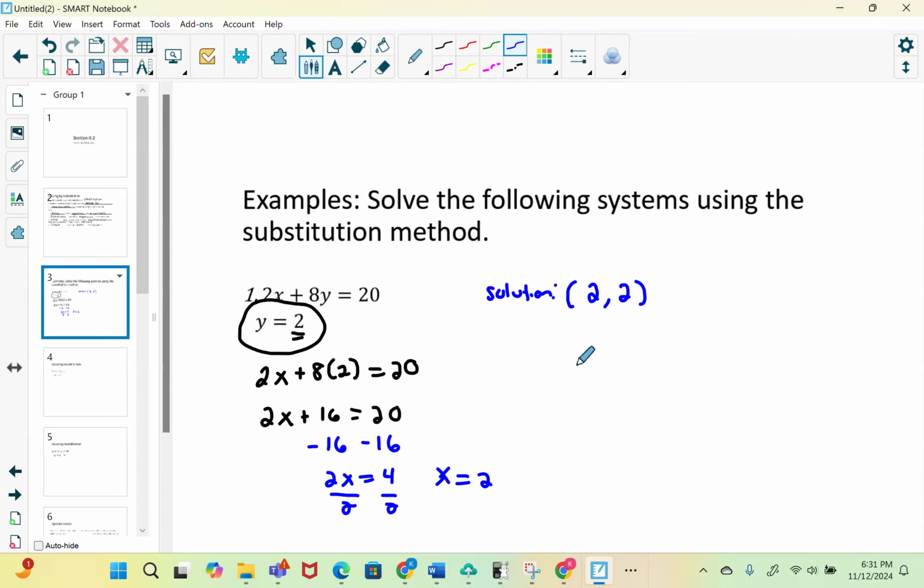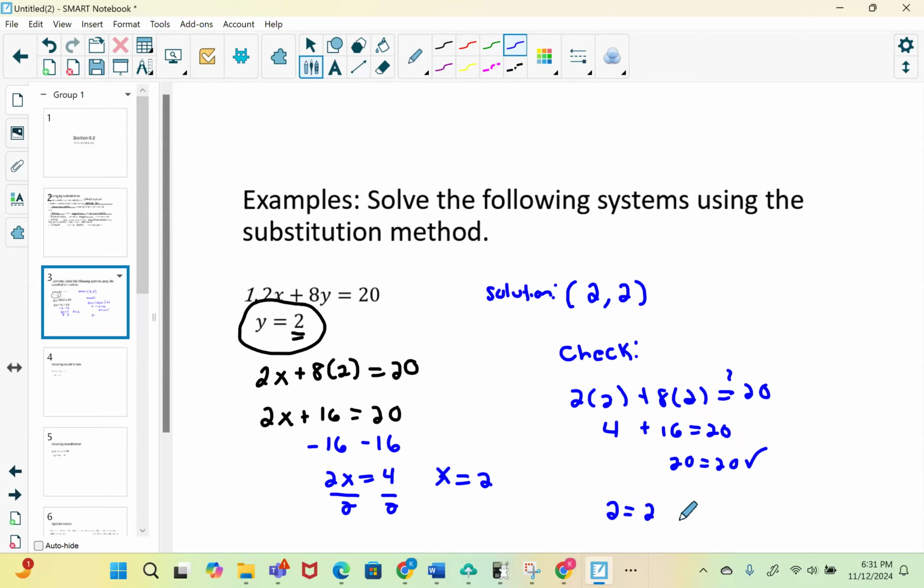Okay, and we can check it by substituting it back in. So to check it, we would do 2 times, we would replace x with 2, plus 8 times, we replace y with 2, and we would see, does it equal 20? And we get 4 plus 8 times 2 is 16, and 4 plus 16 is 20. And so it works. Okay, and then we should check it in both. So we plug 2 in for y in the second equation, 2 equals 2, so we're good. Okay, so my solution is 2, 2.